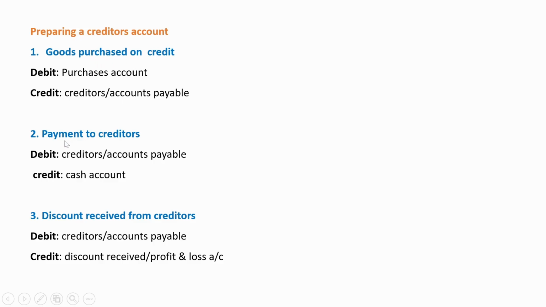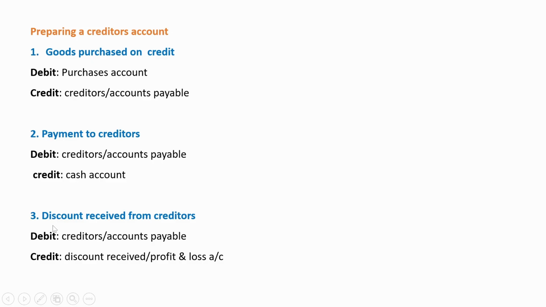And then when you pay the creditors in future, you debit creditors or accounts payable, and then you credit cash account if you have paid in form of cash. But if you have paid through bank, then you are going to credit a bank account.